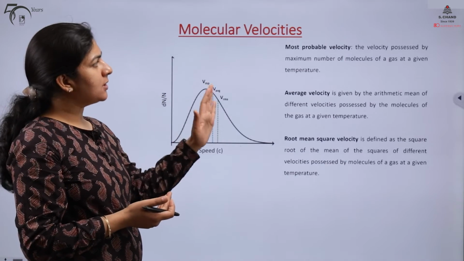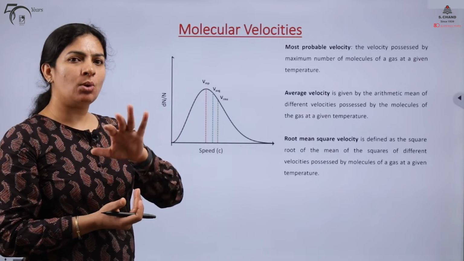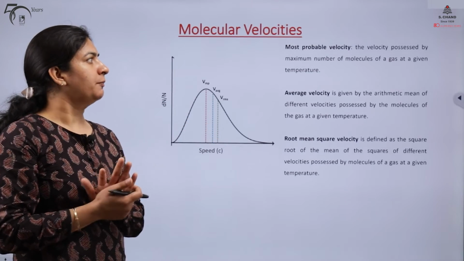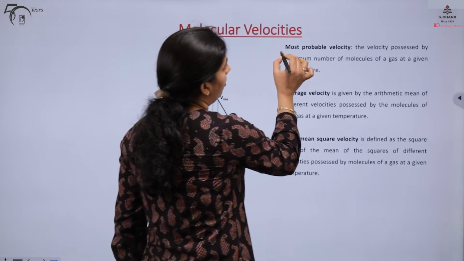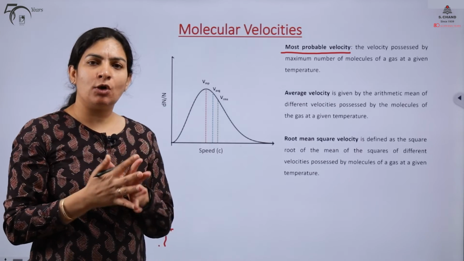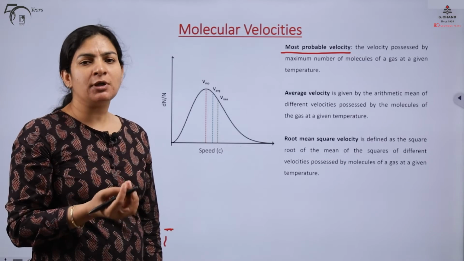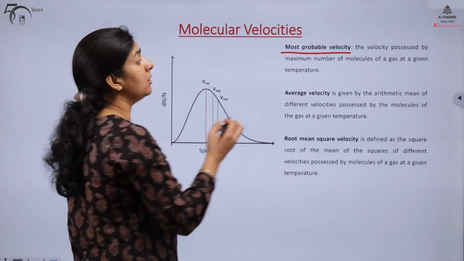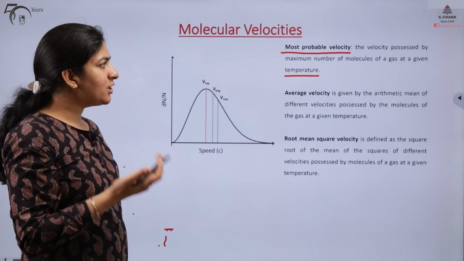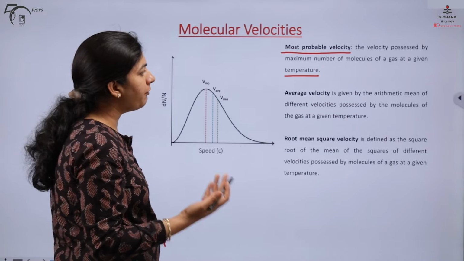So let us first understand the definitions of the various types of velocities, and then we will correlate them to their location on the Maxwell distribution curve. First of all, let us define the most probable velocity. Partly I have already explained it to you. It is the velocity possessed by the maximum number of molecules of a gas at a given temperature. Again, temperature is very important because temperature will change the nature of the curve, the nature of the distribution function, right?